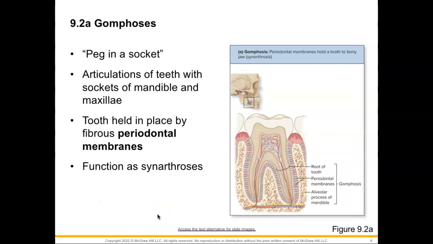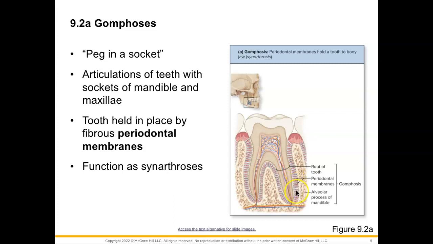First, we have gomphoses. This literally means like a peg in a socket, where we talk about an articulation of the teeth with the socket of our mandible over here. So you see a full picture of the mandible above. And the tooth is going to be held in place by something called periodontal membranes. So you can see these membranes in place over here.